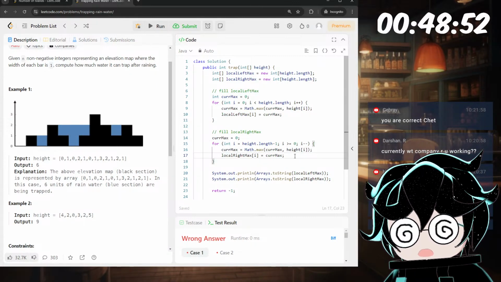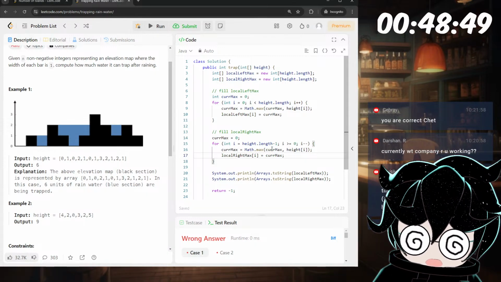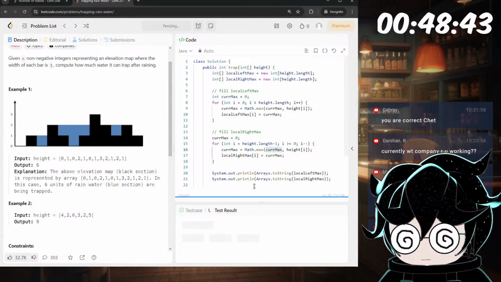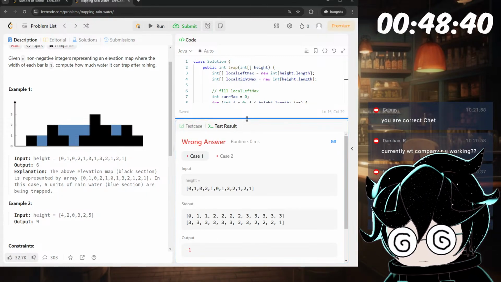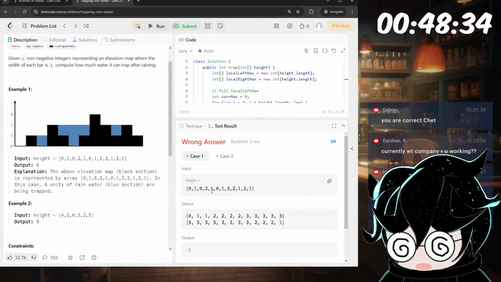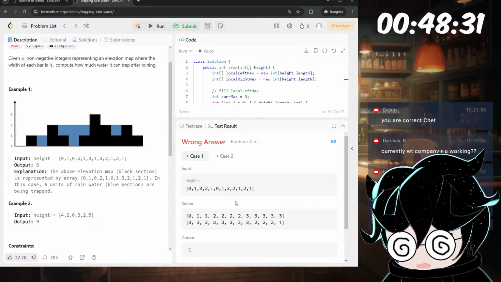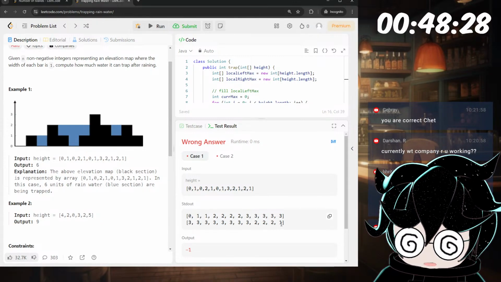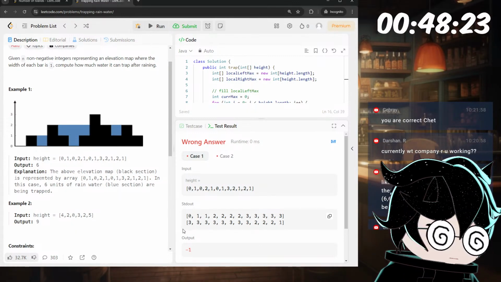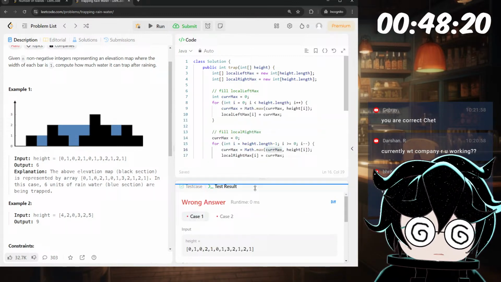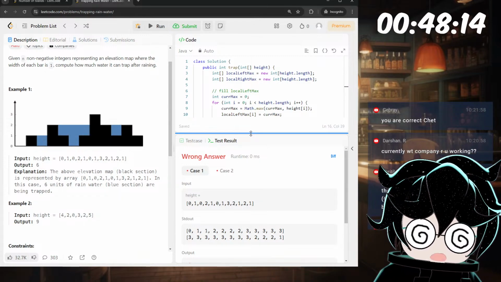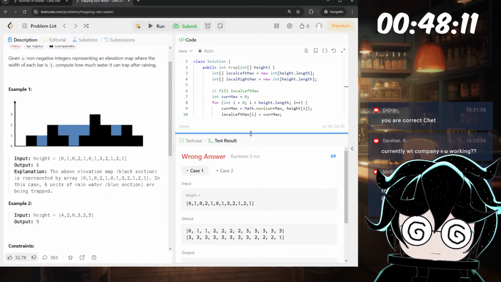Local right max is equal to this. Okay, current max is equal to Math.max of the current max. Okay, let's try running this. So this is our prefix: 0, 1, 1, 2, 2, 2, 3, 3, 3. Okay, that looks right. All the way here is from the right: 1, 2, 2, 2, 2, 3. That looks right to me. Yeah, okay. And then one more iteration to count the water level at each position.